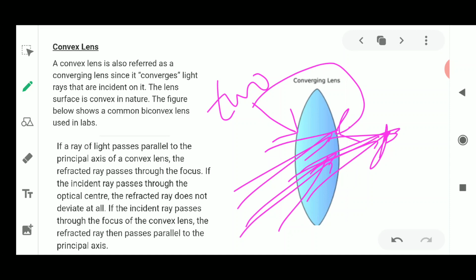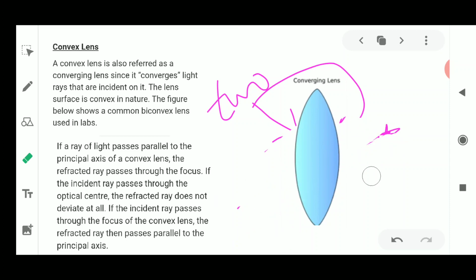Now if the incident ray is passing through the optical center, the refracted ray does not deviate at all, and if the incident ray is passing through the focus of the convex lens, it is refracted parallel to the principal axis. So these are the laws of refraction which take place in the convex lens, which will be discussed in the later slide.